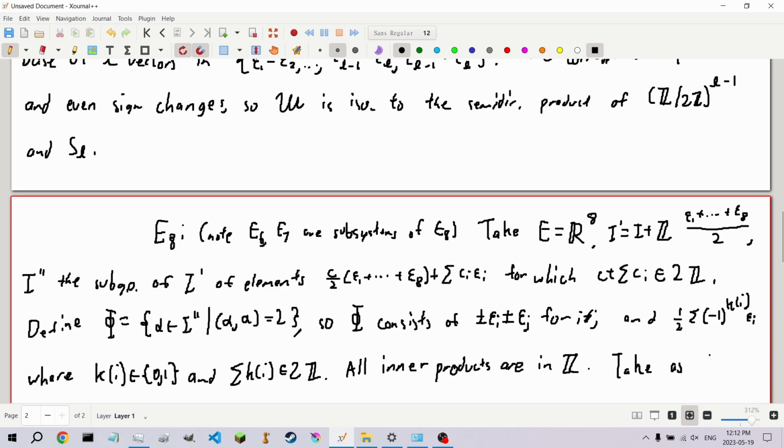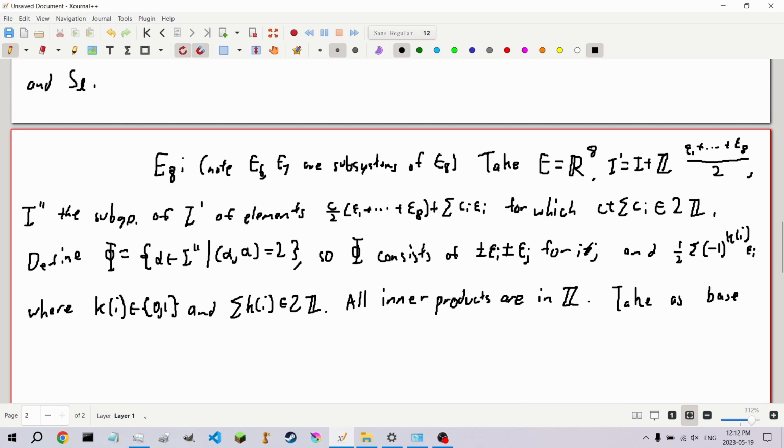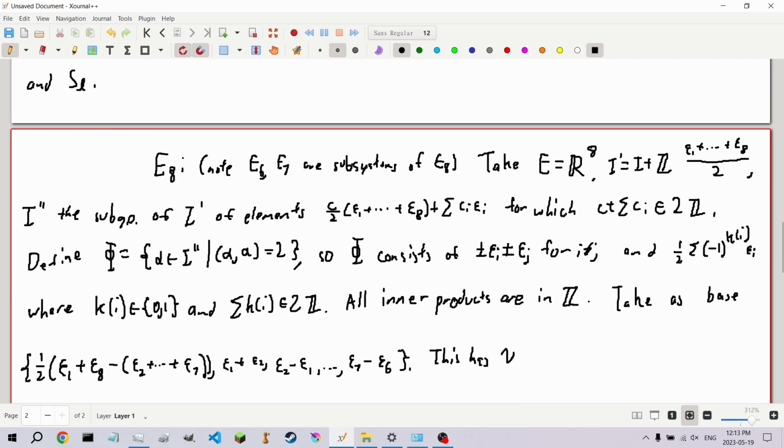Take as a base 8 elements. The first element is 1/2 of epsilon 1 plus epsilon 8 minus every other epsilon. And then epsilon 1 plus epsilon 2. And then epsilon 2 minus epsilon 1 up through epsilon 7 minus epsilon 6. This has a Weyl group of order 2 to the 14 times 3 to the 5 times 5 squared times 7. Have fun with that, I guess.